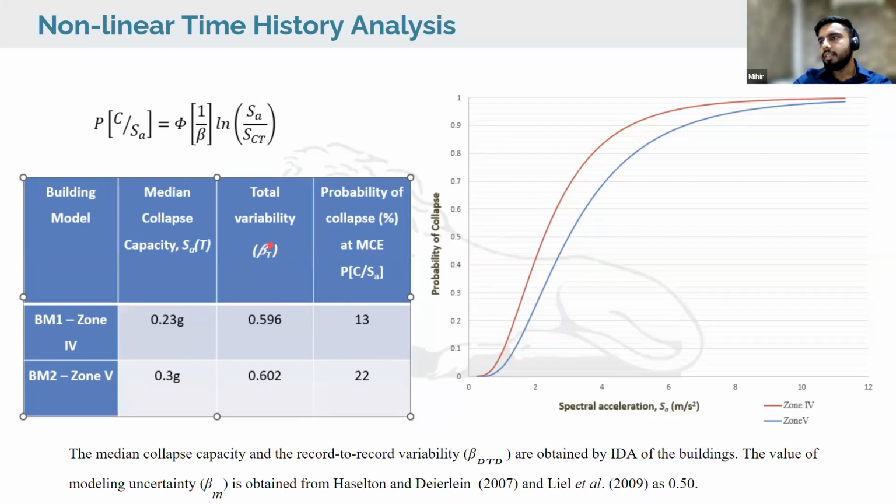This beta t is nothing but the square root of the sum of squares of this beta modeling and also the beta record to record variability. So this can be used here. Then we actually calculated median collapse capacity using IDA, which is SCT, so this will be SCT. And then when I give the different values of SA, based upon that, I will get this probability of collapse. So that is how we perform it.